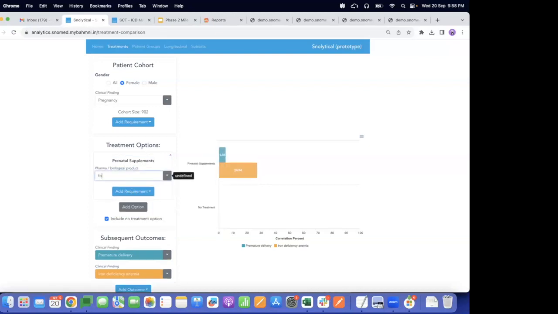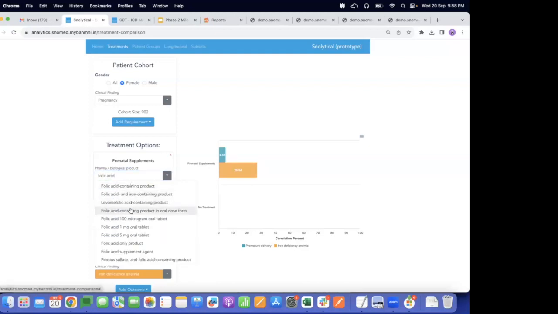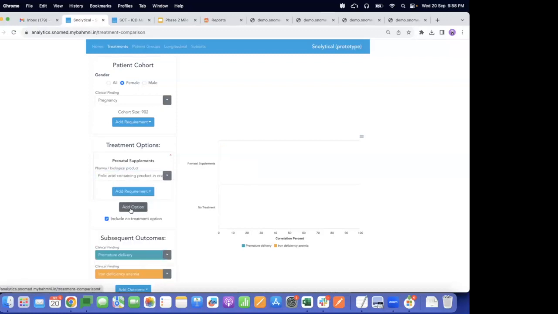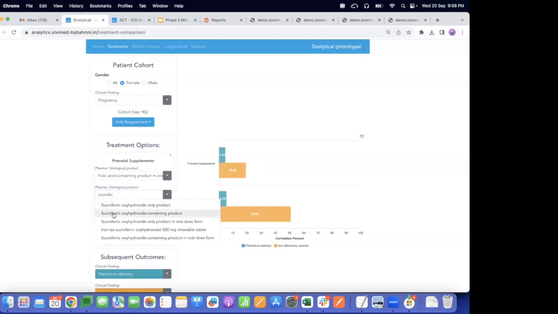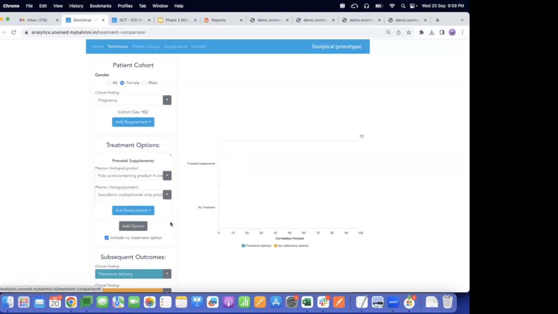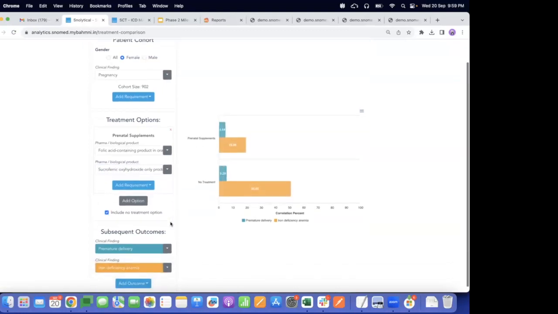So let's say folic acid, right? So I choose a higher form where it can cover all the descendants as well. So I have taken folic acid containing product in oral dose form, and let's say sucroferric hydroxide in product oral dose form. So this is nothing but an iron supplement itself. So I choose here, right?